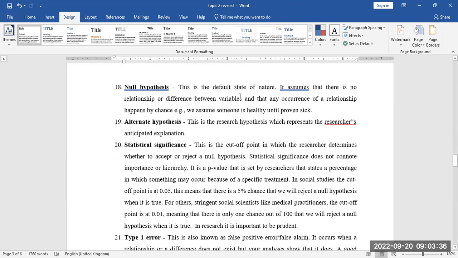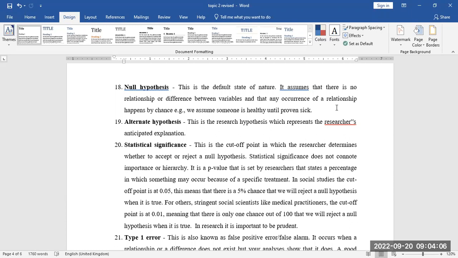Then we go to the null hypothesis, which is a default state of nature. When you talk about the null hypothesis, it is a default state of nature. For example, it assumes that there is no relationship or difference between variables, and that any occurrence of a relationship happens by chance. For example, we assume someone is healthy until that person is proven sick.